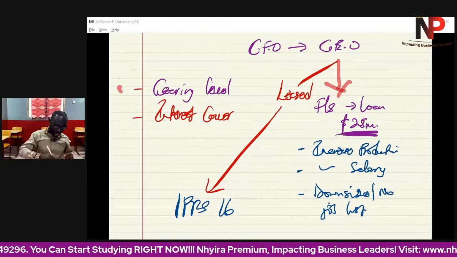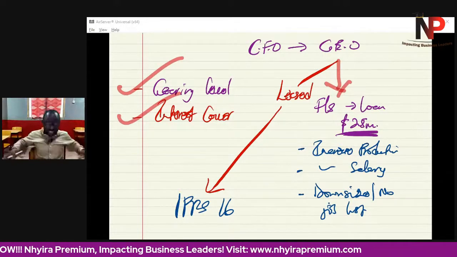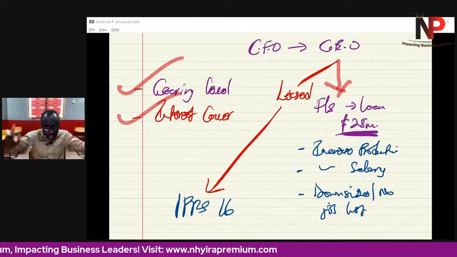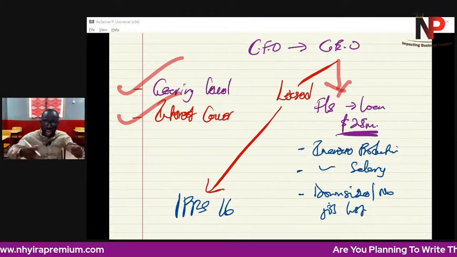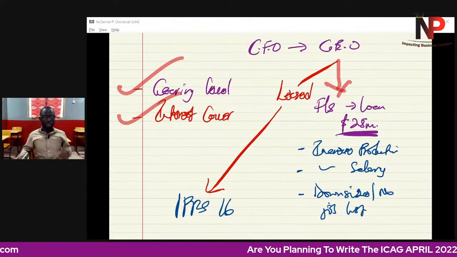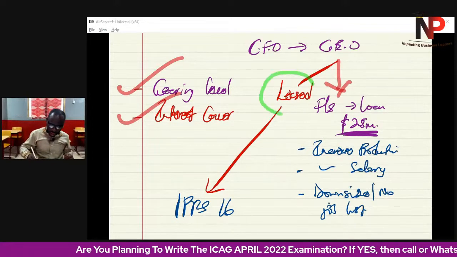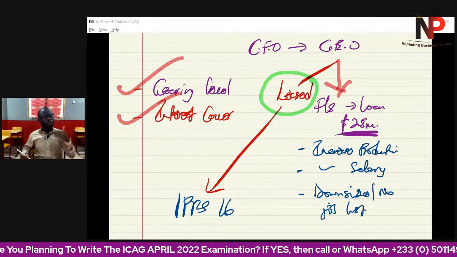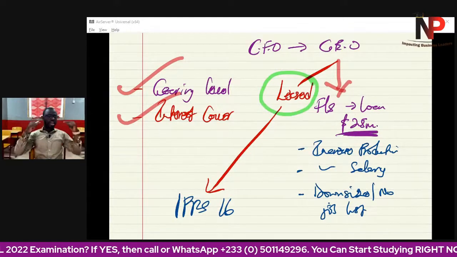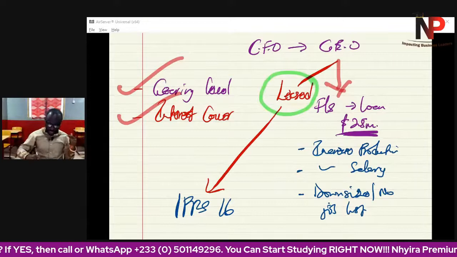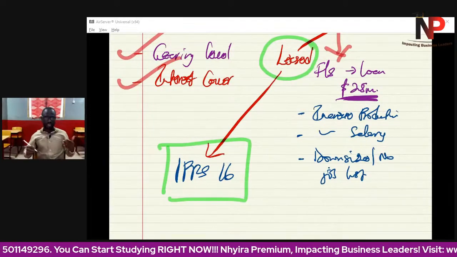Number one, the gearing level of our company, and then the interest cover of our company. This is the issue we have at hand. This is the purpose of the loan that we are going in for and how the CEO wants us to go about it. But many of the assets of the company are on leased basis. And so quickly, as you are reading the question and you get to that point, you must understand that if many of the assets are on leased basis, that means IFRS 16 has to apply, leases.